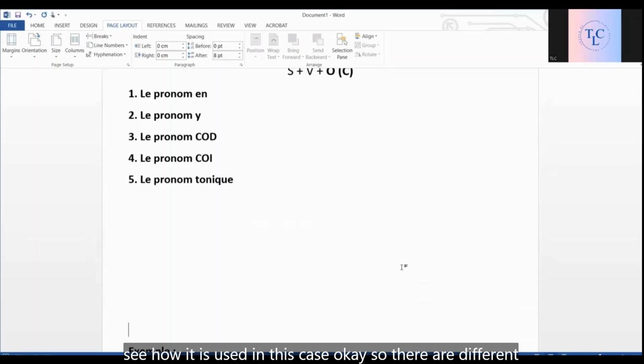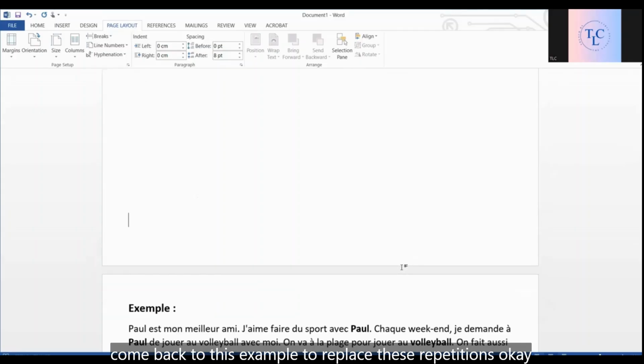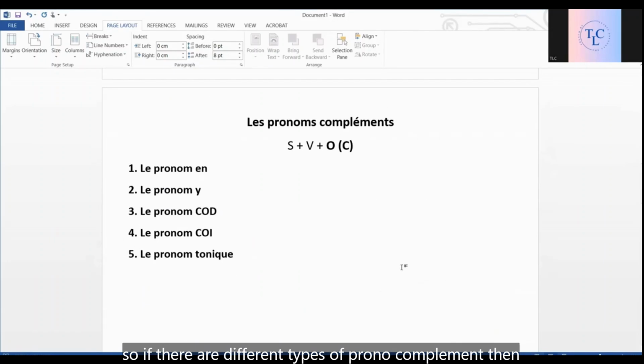Okay. So there are different pronouns, so we'll have to learn them first and then we'll come back to this example to replace these repetitions. Okay. So if there are different types of pronoms compléments, then they must have different uses. Okay. They replace different types of objects, right? Objects of the sentence, complément. That's what we're going to learn.